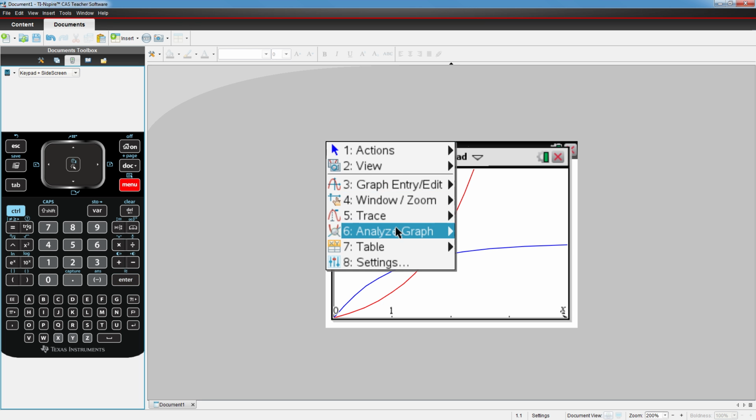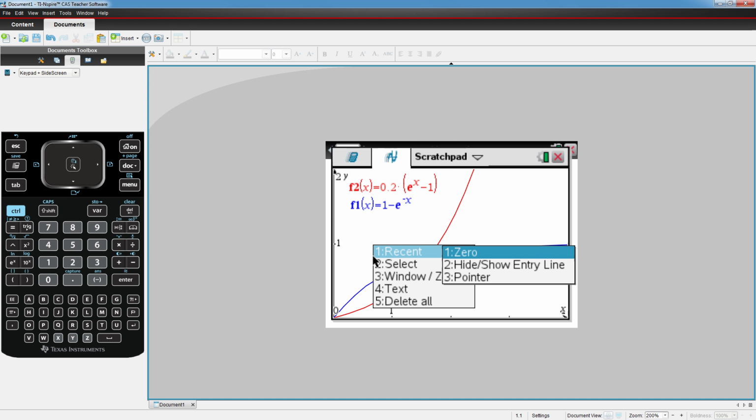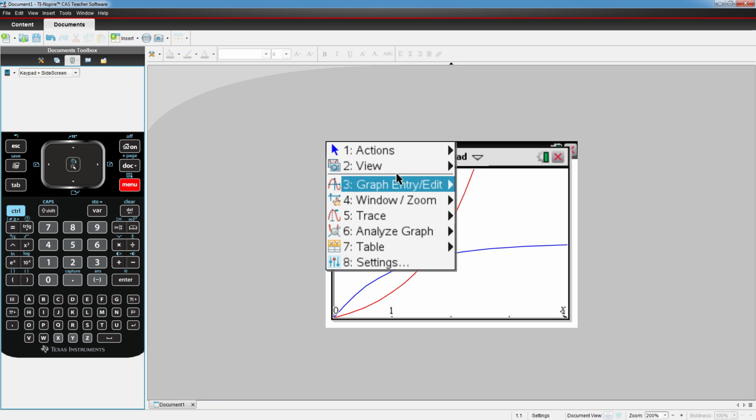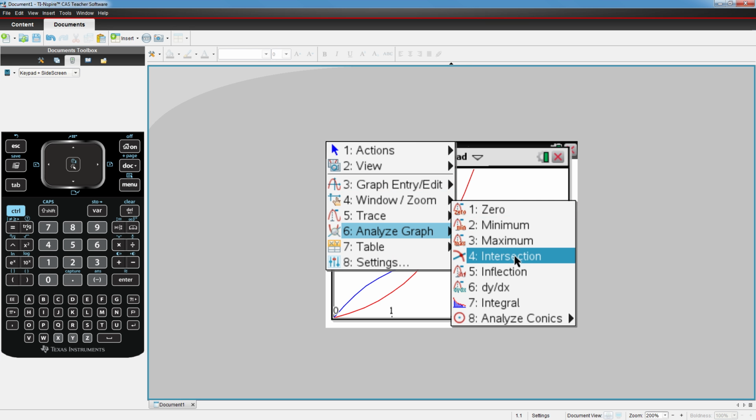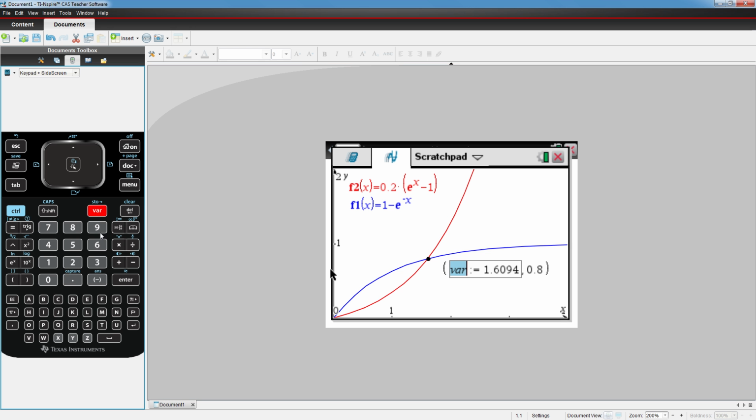So I'll go menu, analyze, zero, oh, geez, not zero. I need to find the intersection. Menu, analyze, intersection, and then I'll drag across, and they intersect at 1.6094. I will likely need that answer later on, so I'm going to click on that value, Control, Store, and I'll choose to store that for A.